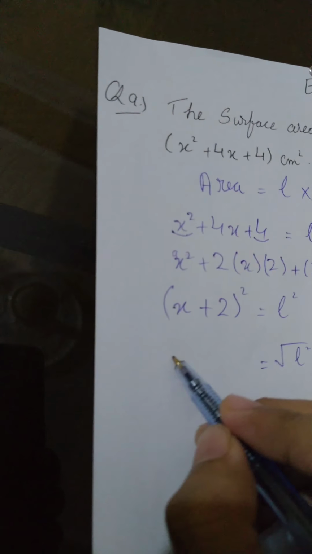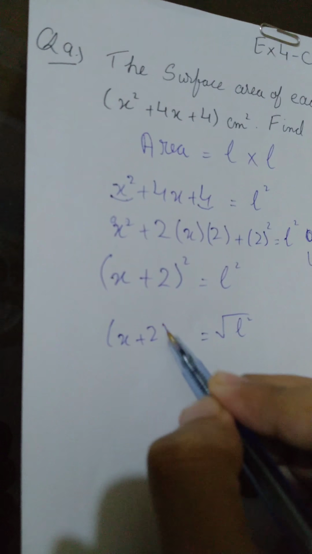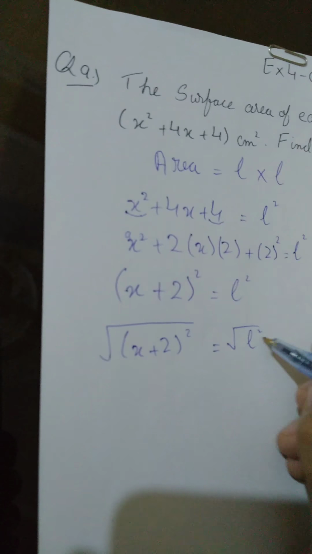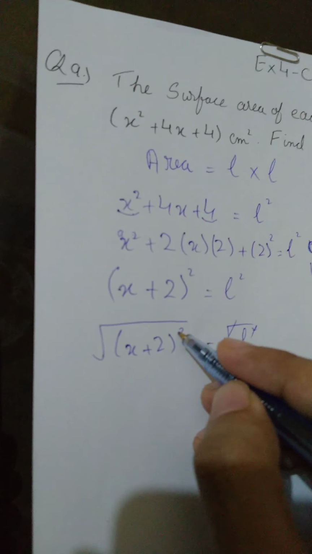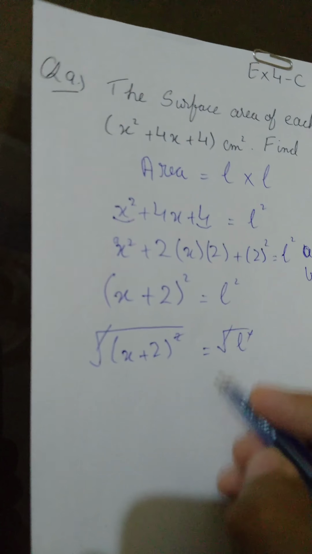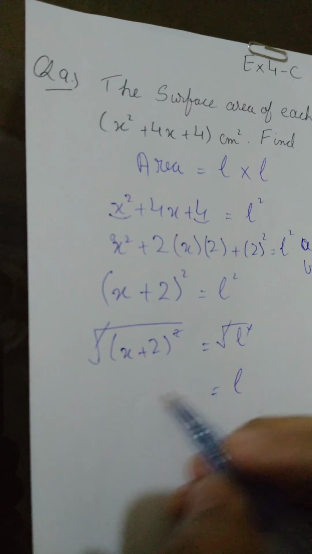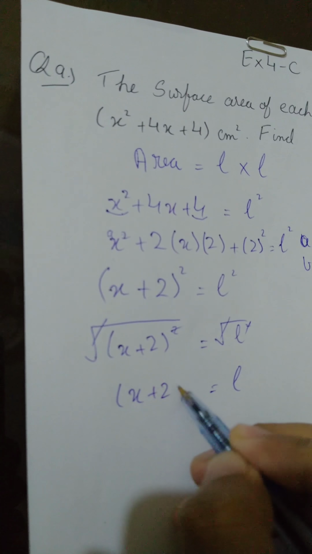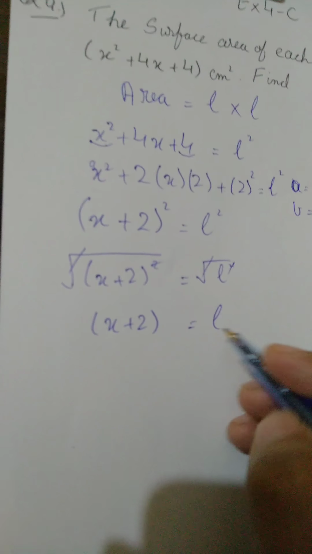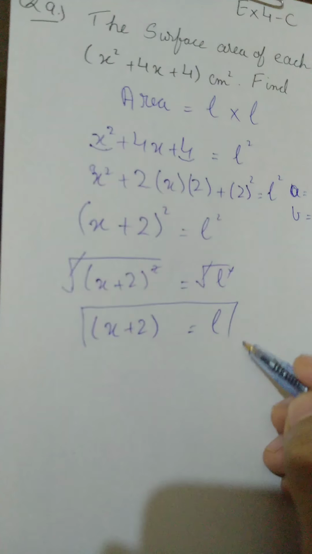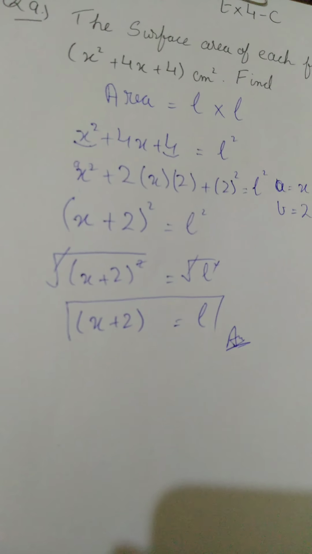L square, and this whole value will also be under the square root. The square is cancelled by the root, the square is cancelled by the root here. So simply, length L equals x plus 2. This is our answer of part 1.